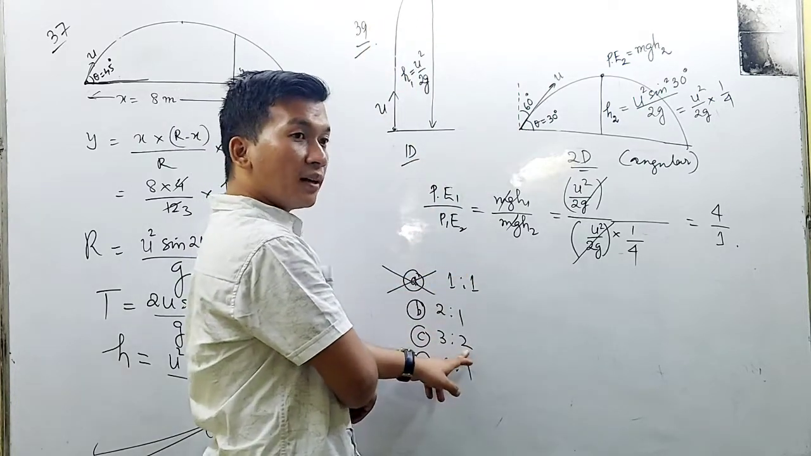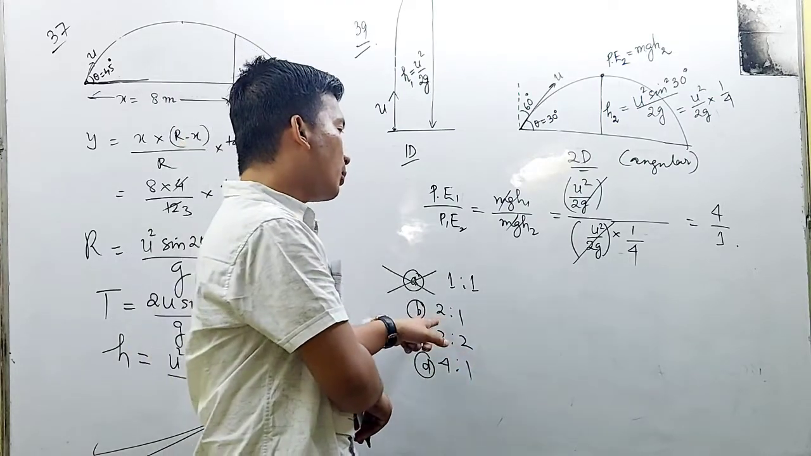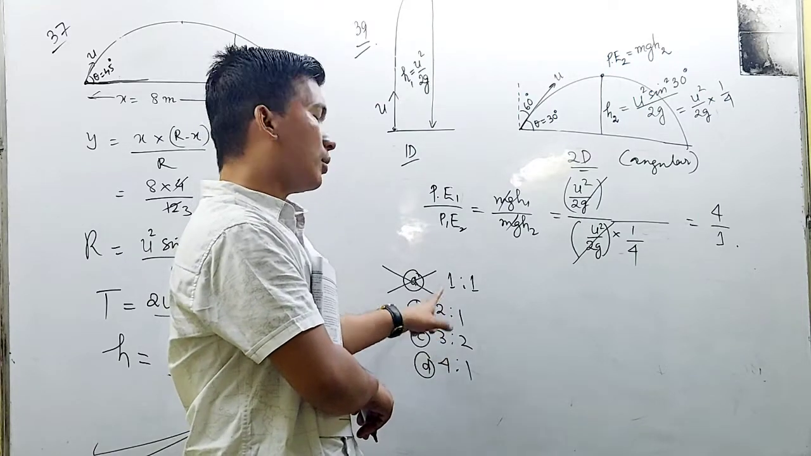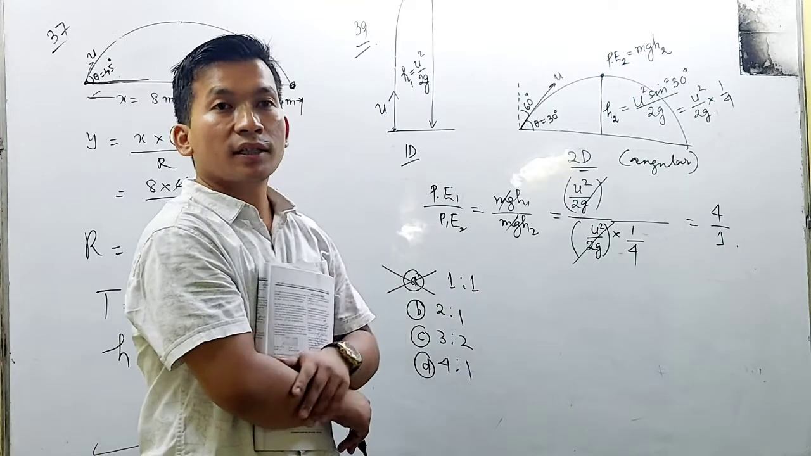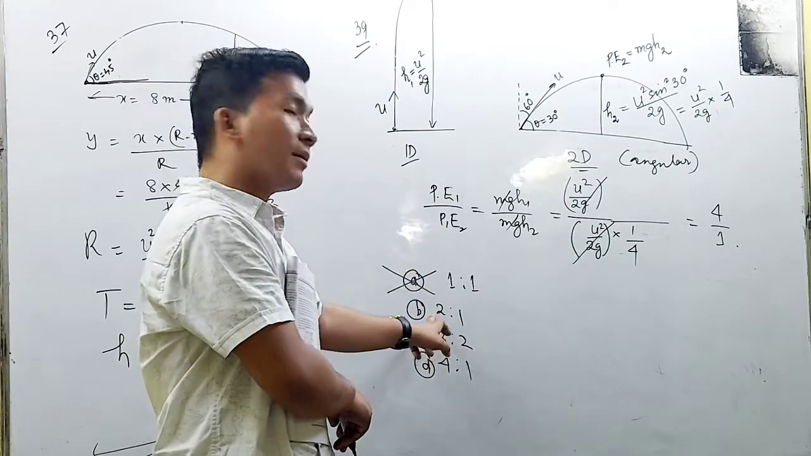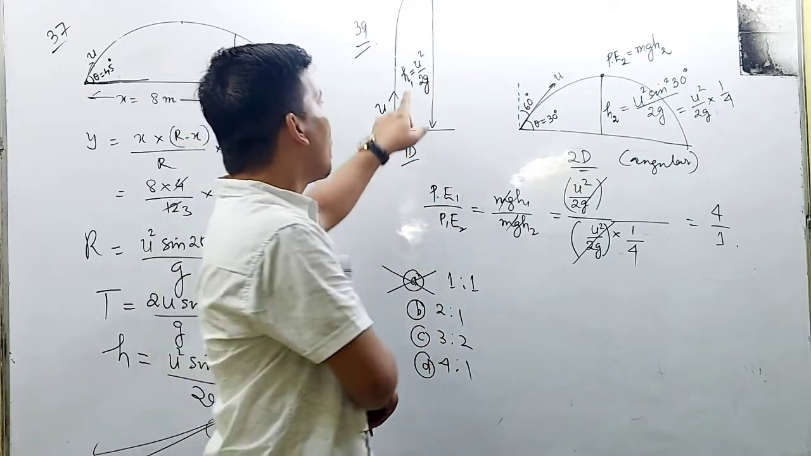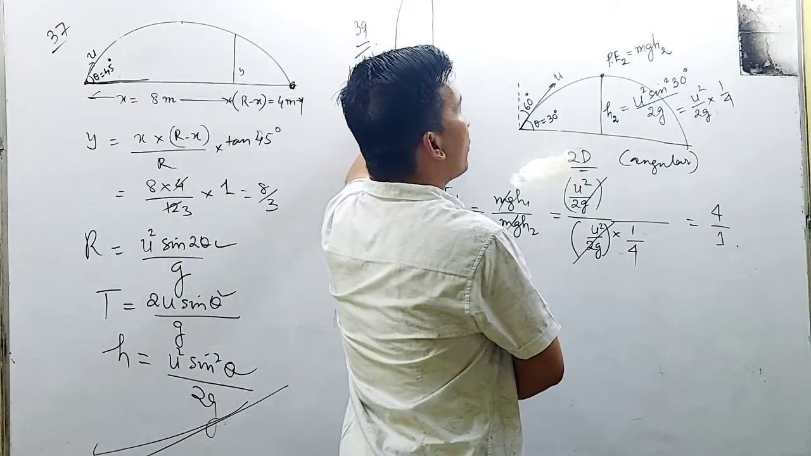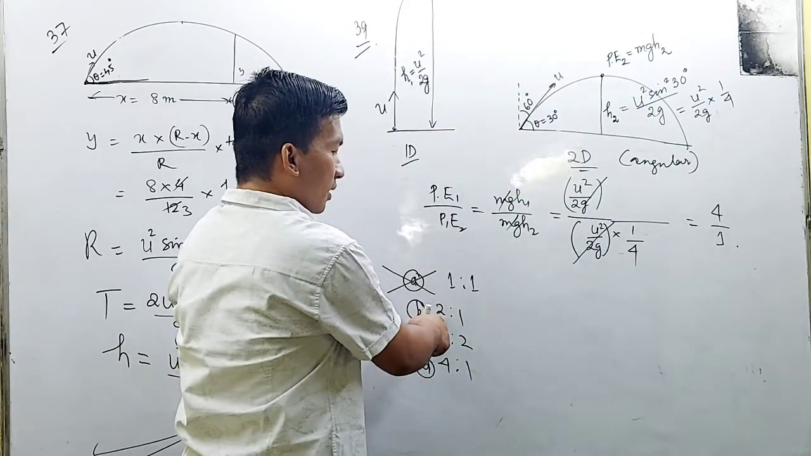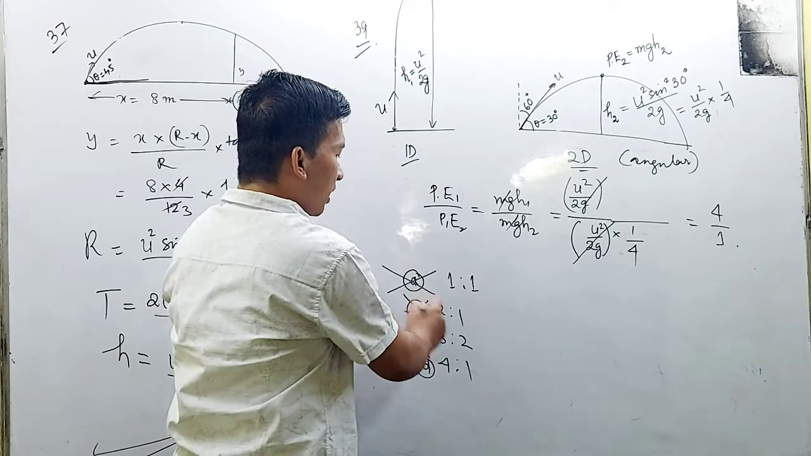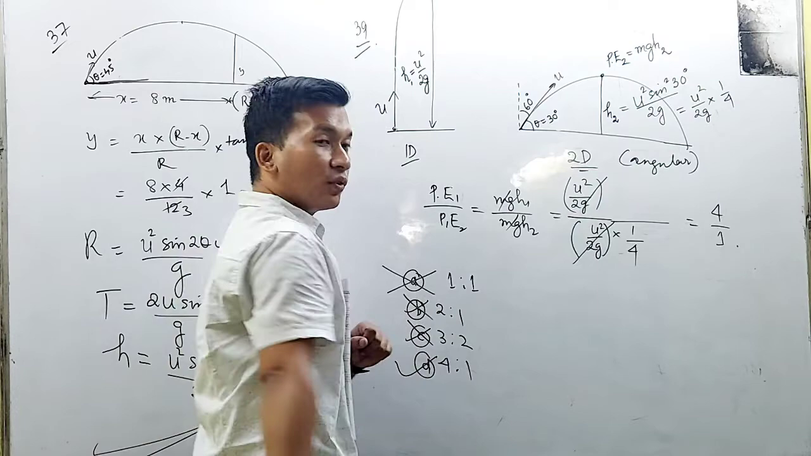But these two will be eliminated because we do not have a square of any number giving 2 or 3. Your height is directly proportional to sin square, so the ratio should be a square number. This 2 is not a square number, eliminated. This 3 is not a square number, eliminated. So we are left with only 4.